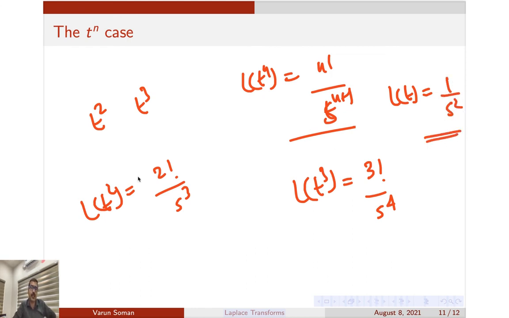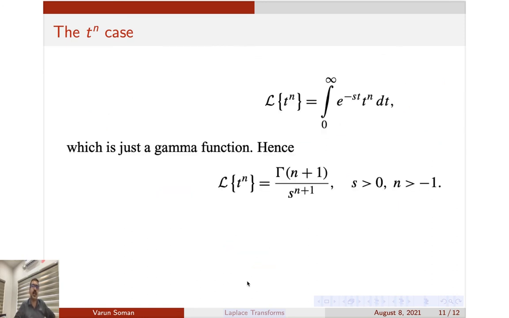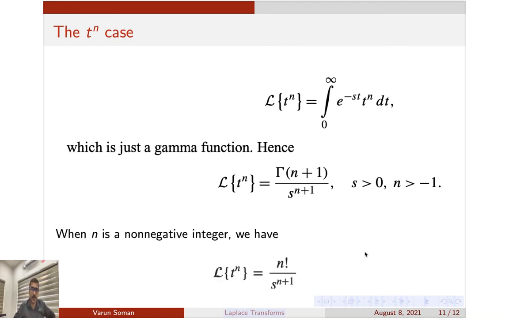So just study this formula. The derivation is not required for you because you don't know the gamma function, so we will not derive this. I'll just show you the formula: it is n factorial by s raised to n plus 1. So what is L of t raised to 5? It is simply 5 factorial by s raised to 6. In the derivation you need to know the definition of the gamma function. For our purpose, when n is a non-negative integer, it is simply n factorial by s raised to n plus 1.